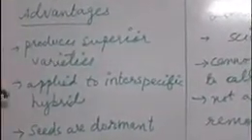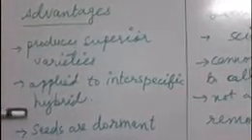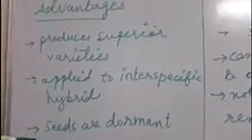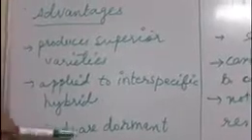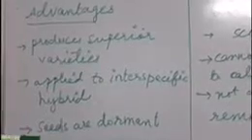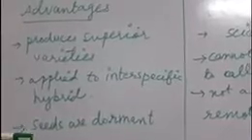Now let us discuss the advantages of plant tissue culture. First is that it produces superior varieties of plants. It is a way of producing plants very, very rapidly. Next is that it can be applied to interspecific hybrids. So we can get hybrids from the plants. Next is, it is very useful in those cases where the seeds are dormant or sleeping seeds. So in those cases, the seeds can be cultured. The embryo of these seeds is taken, cultured, and micropropagation is done.